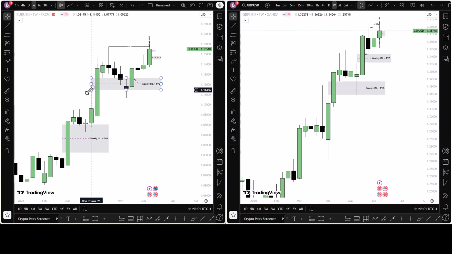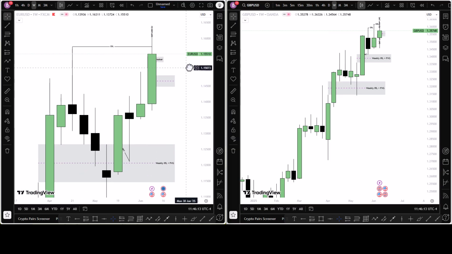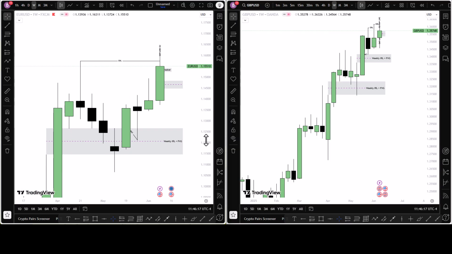Price took out the external range liquidity, and then created internal range liquidity. Price came into the internal range liquidity, and then we see price taking out the external range liquidity. So currently, what do we have? We see price taking out the external range liquidity. But I want to explain something that happened last week, which will inform our top-down analysis.